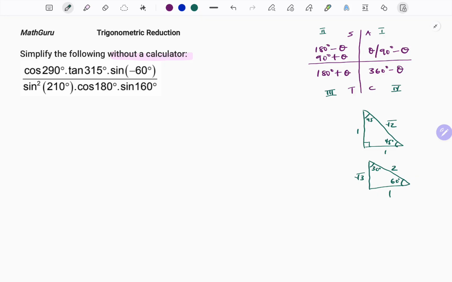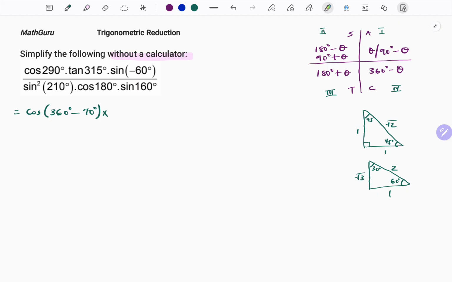I'll start with cos 290. If I go to the CAST diagram, 290 degrees falls between 270 and 360, so I have that in the fourth quadrant. And the reduction code will be 360 minus theta. So this will be equal to cos of 360 degrees, and we need an angle so that if I subtract from 360, it will give me 290, and that will be 70 degrees. Then I go to my tan 315 degrees.